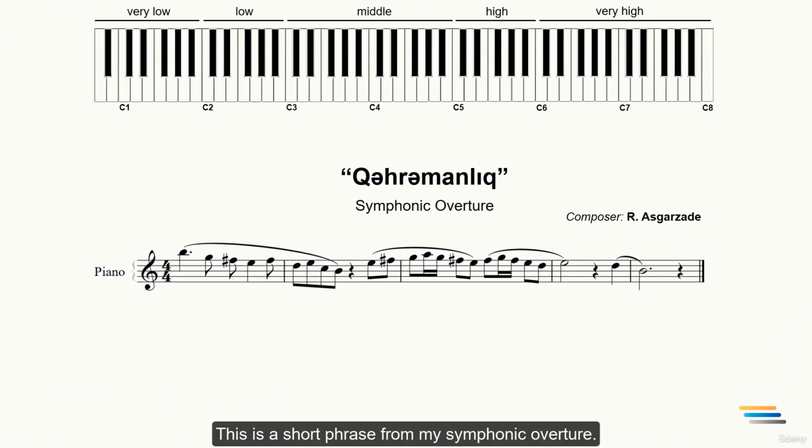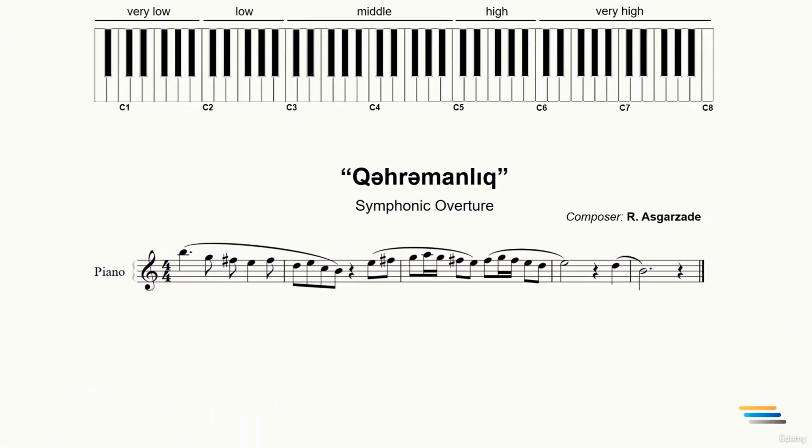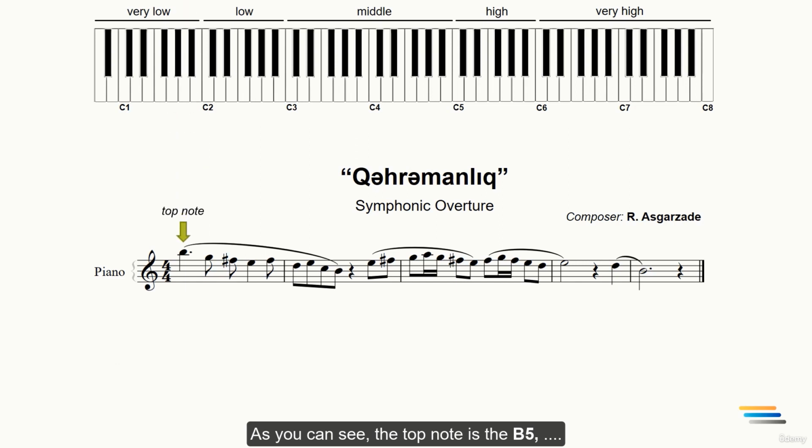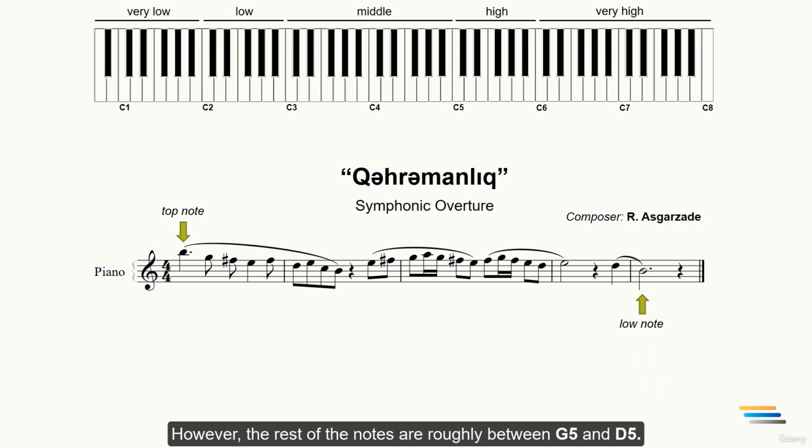This is a short phrase from my symphonic overture. First, I should analyze the melody and find the boundary of this phrase. As you can see, the top note is B5, while the lowest note is B4. However, the rest of the notes are roughly between G5 and D5. So, this melody is in the high register of the piano.